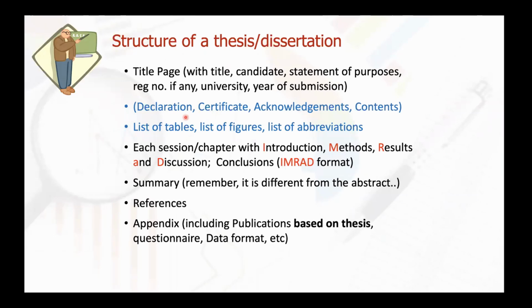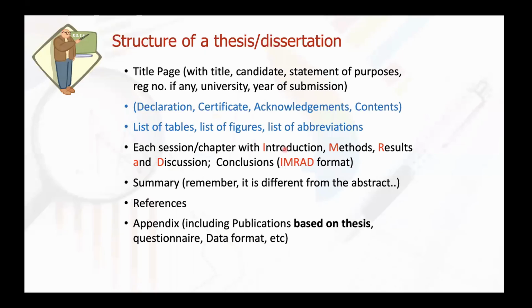The declaration is actually your own declaration that the work is original. That's the declaration by the researcher. The certificate is the certification by the research supervisor, the so-called research guide, that the work done by so-and-so is authentic work. And then the acknowledgement and contents. In the majority of cases, there will be a list of tables, list of figures, and list of abbreviations, etc., given towards the initial pages of the thesis.